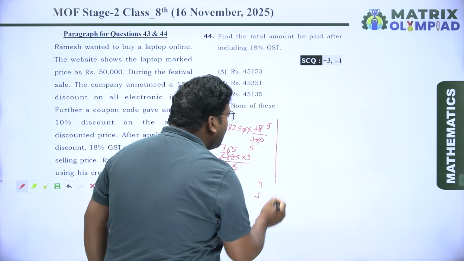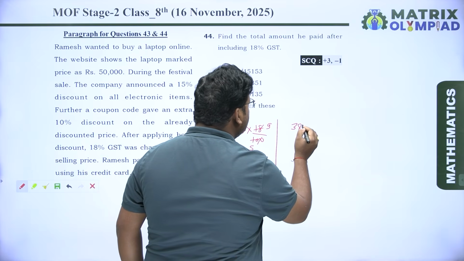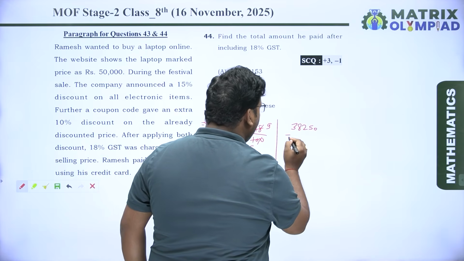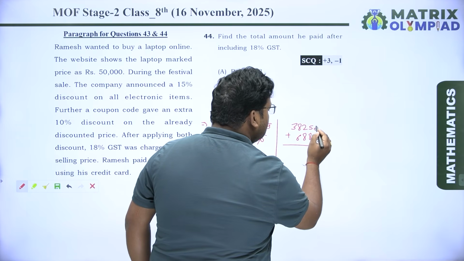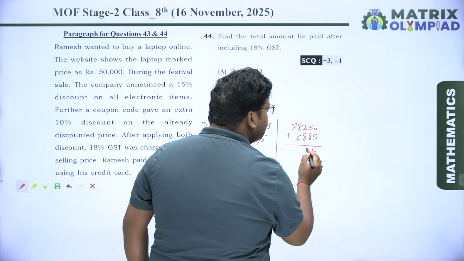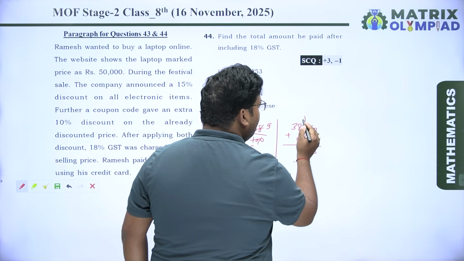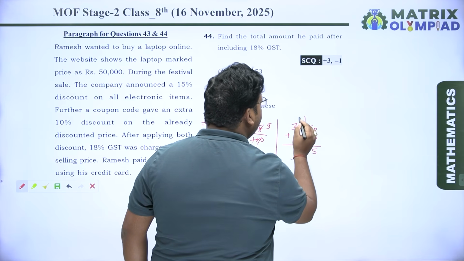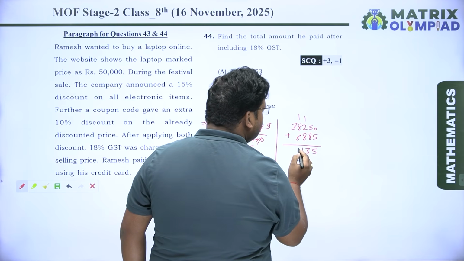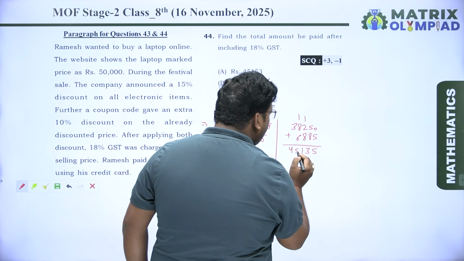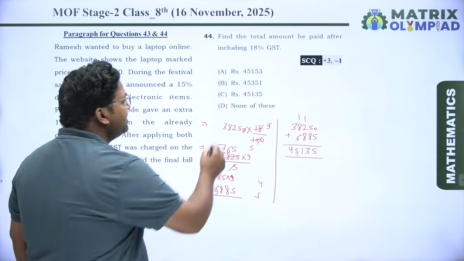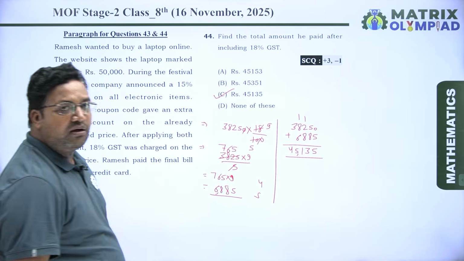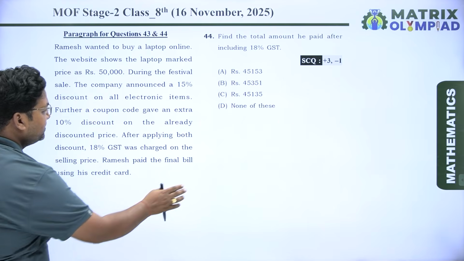So the total amount is 38,250 plus 6,885. So 0 plus 5 is 5, 5 plus 8 is 13, carry 1, 2 plus 1 is 3, 8 plus 3 is 11, carry 1, 8 plus 1 is 9, 9 plus 6 is 15, carry 1. So it is 45,135, which is in option C. So option C is the right answer. Now coming to the next question.